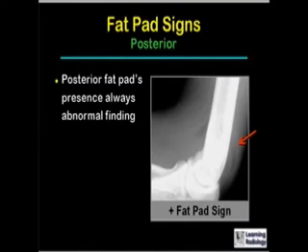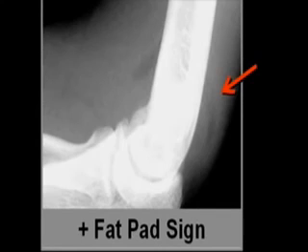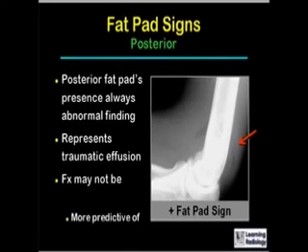The red arrow is pointing to a positive posterior fat pad. It represents a traumatic joint effusion, and although a fracture may not always be visible, it will be present in about 70 to 90% of cases with a posterior fat pad sign, and it's more predictive of a fracture in children than it is in adults.